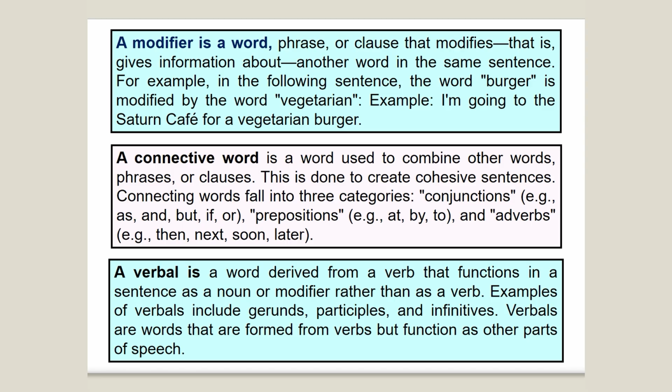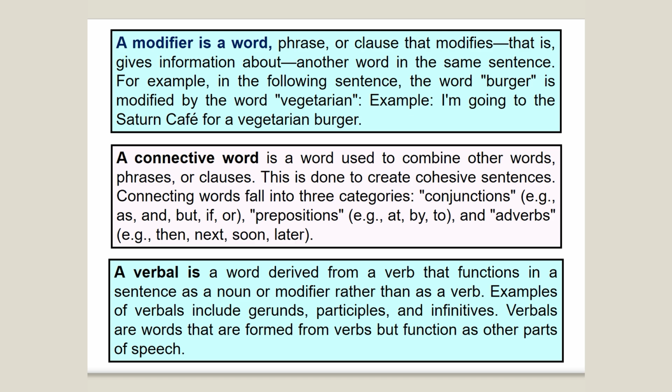Now we are coming to the next term, the verbal. What is a verbal? A verbal is a word derived from a verb that functions in a sentence as a noun or modifier rather than as a verb. Means here it does not work like a verb, but works as a modifier. Examples of verbals include gerunds, participles and infinitives.